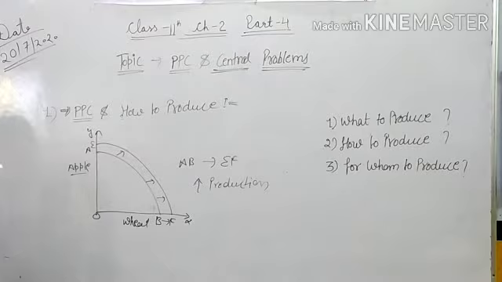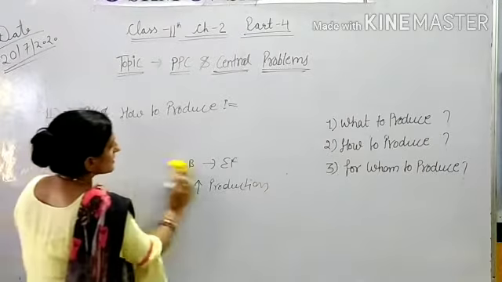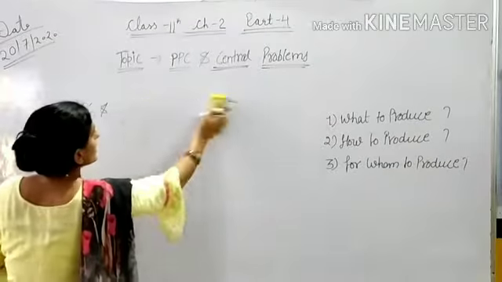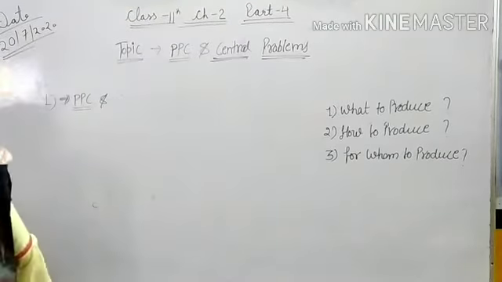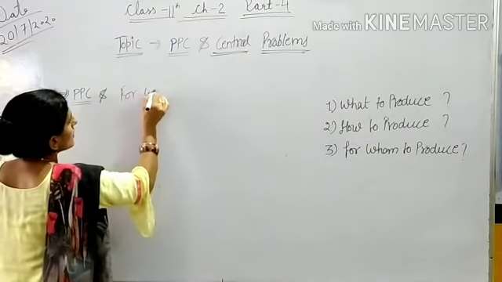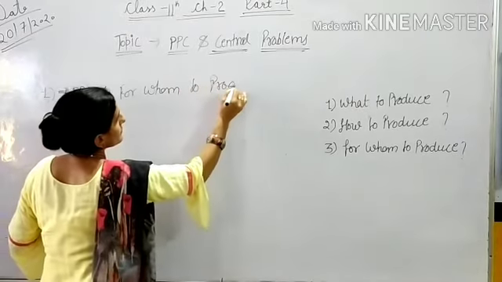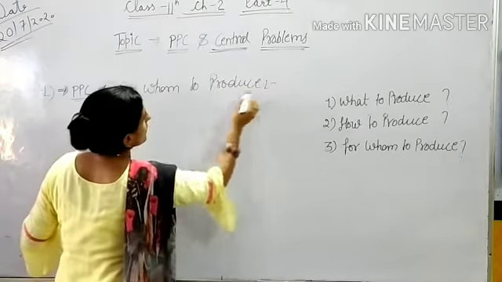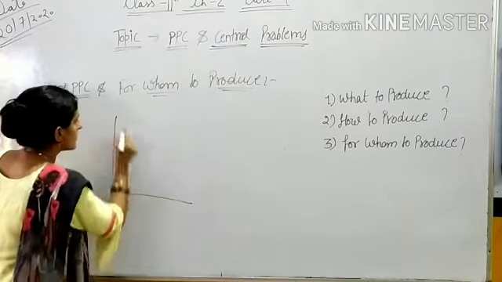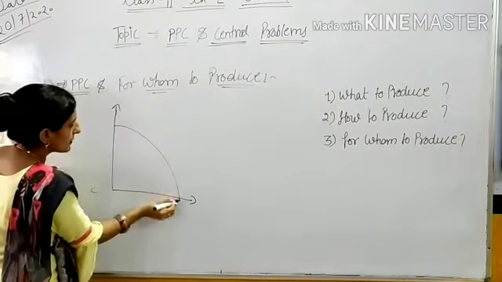The next problem is for whom to produce. It means there are two sections in the country, or we can say in society: the poor section and the rich section. For whom to produce. AB is the PPC.